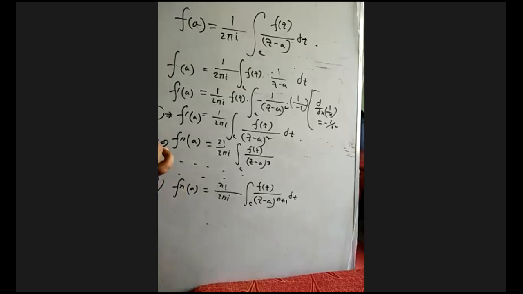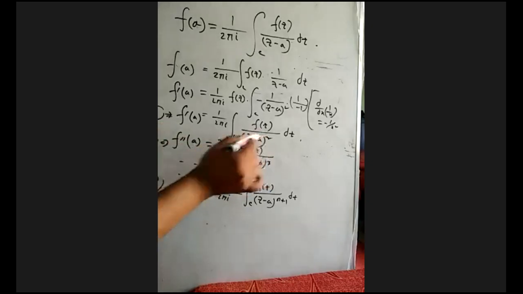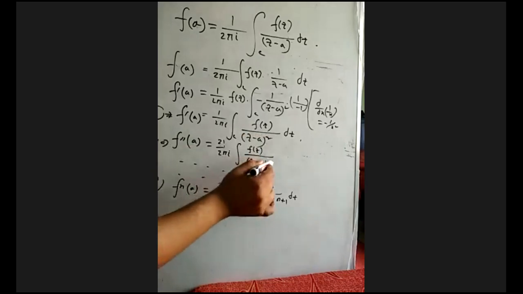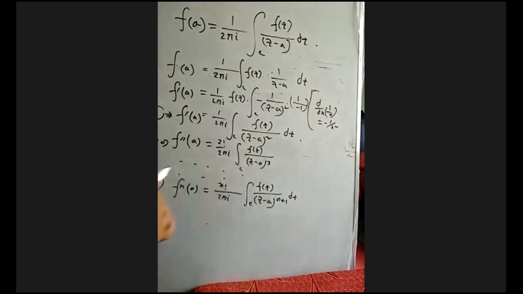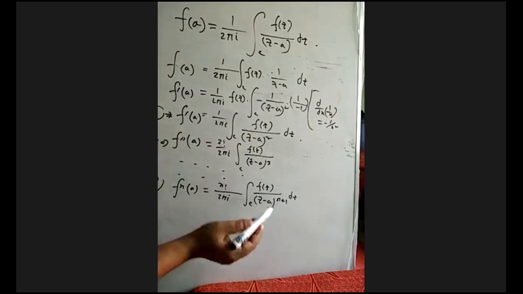When first derivative, power is 2. When second derivative, power is what? 3. And when nth derivative, power is what? n plus 1. That means one more than the order of the derivative. Clear?